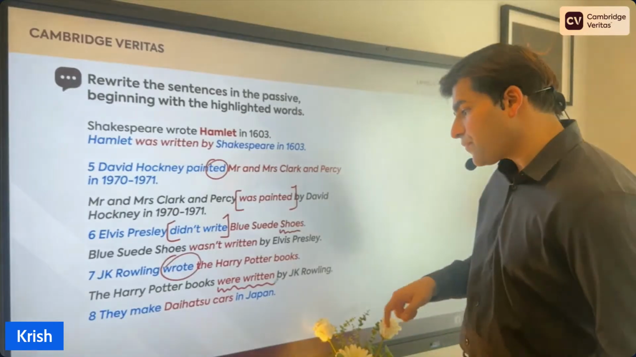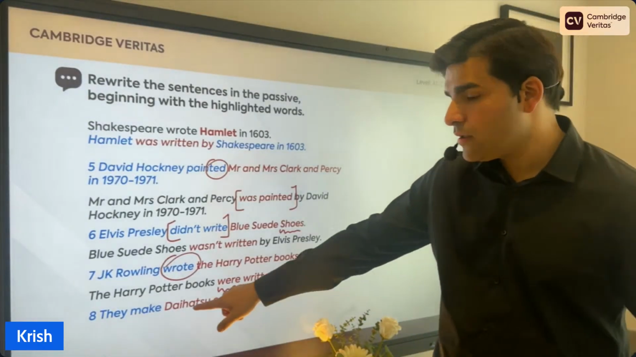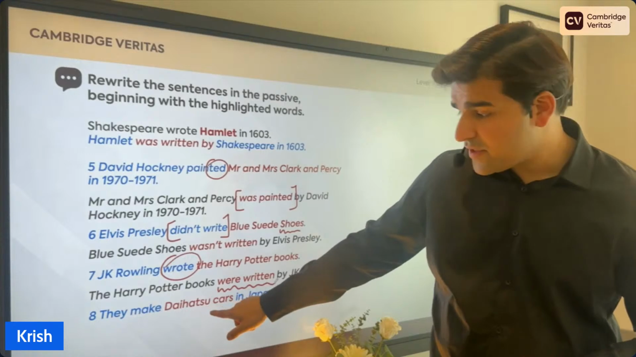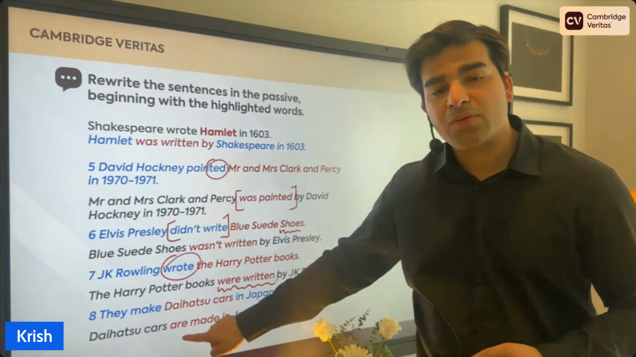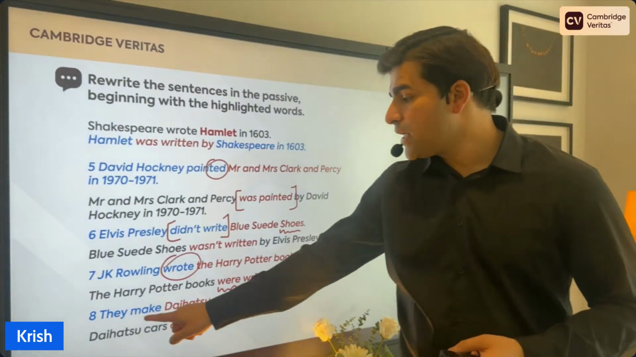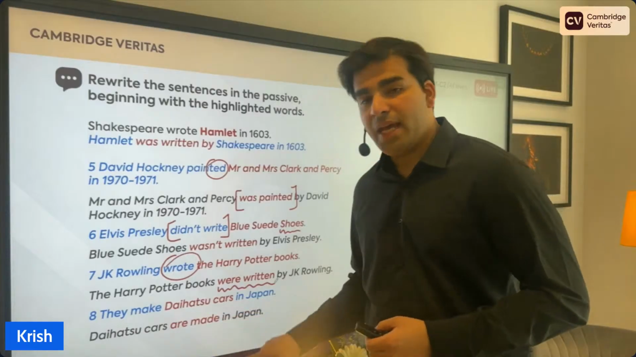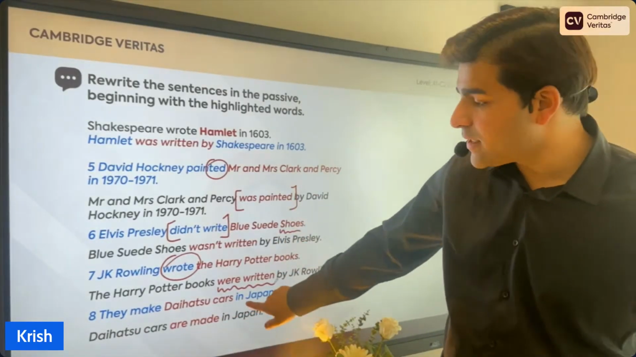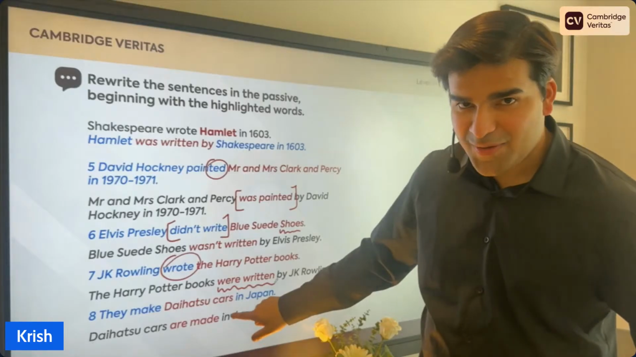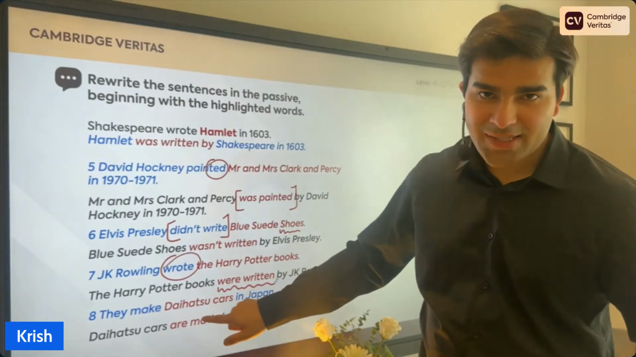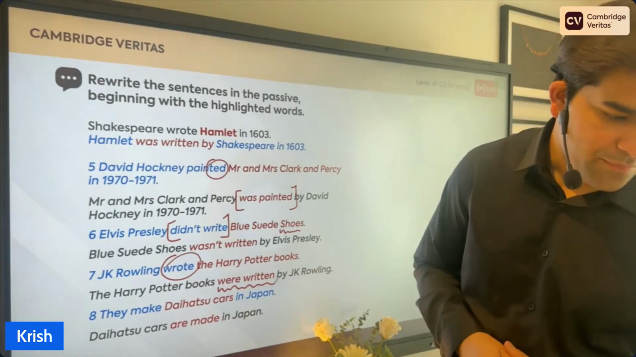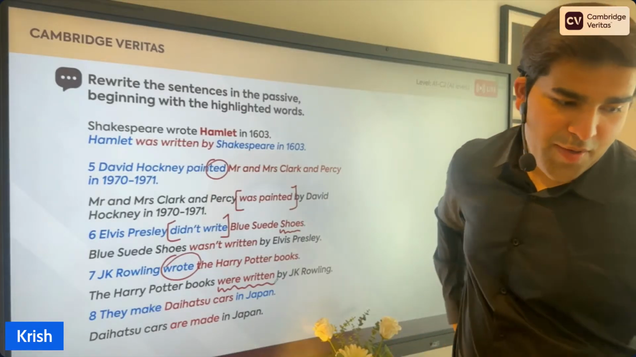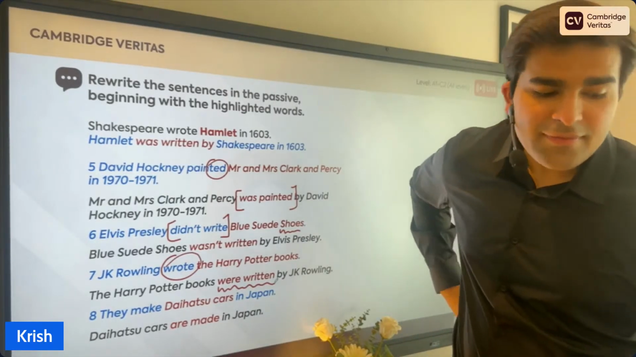Were, by the way, is this present or past? If it is in present, the answer will be in present as well. Daihatsu cars are made in Japan, not were made. Are made, because the parent sentence is in present as well. Okay, cool. Thank you so much.